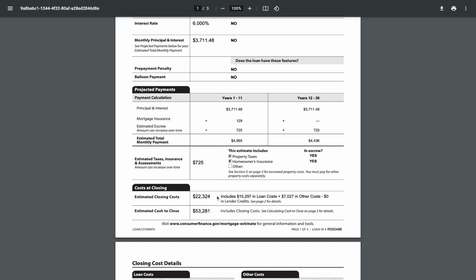Estimated cash to close. This includes the total closing cost, which we're going to review next, and loan costs and any type of cost credits. And then right over here, that's the estimated closing cost, which is going to include your down payment as well.